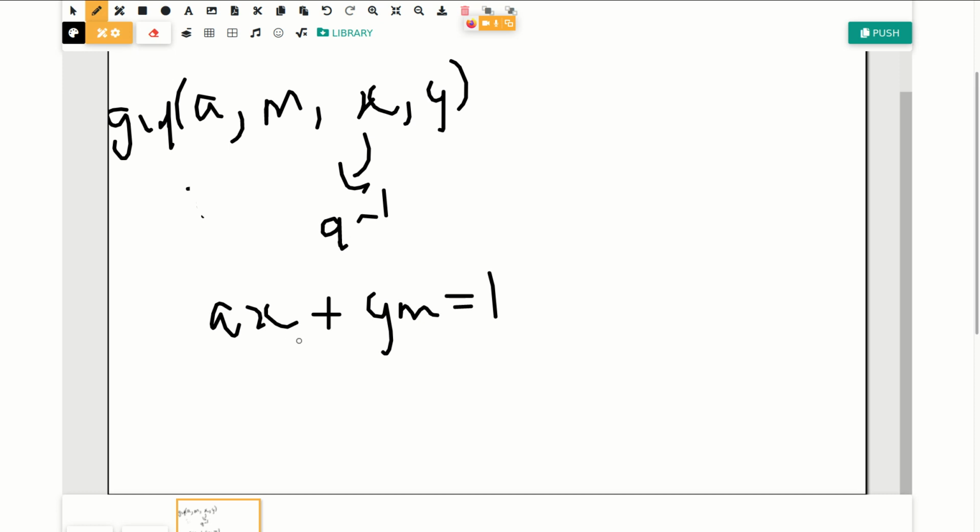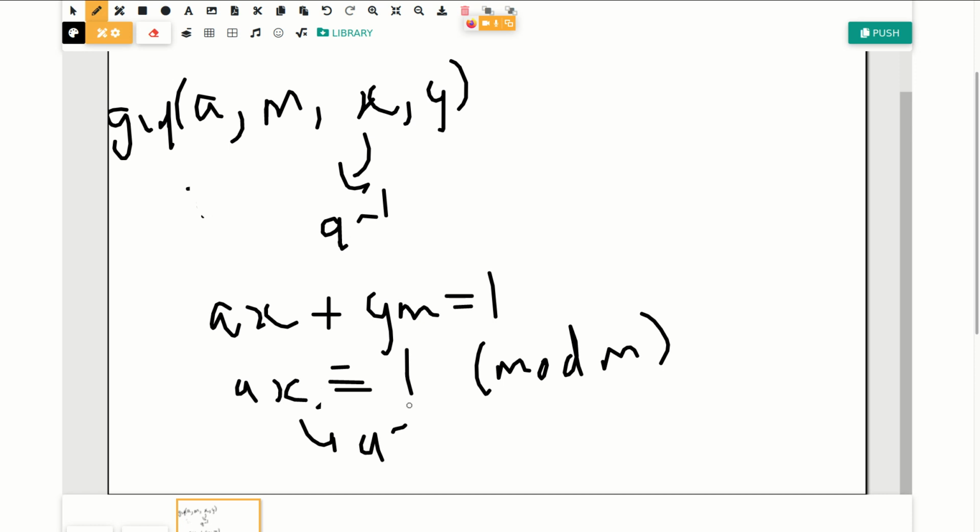So what he said was that if you take modulo M on both sides, you would get AX is congruent to 1 because YM is always divisible by M. So it's congruent to 1 mod M. And this X value would come out to be the inverse value here. So whatever X value you get, X mod M would be the modular inverse of A under modulo M. Everyone got this?